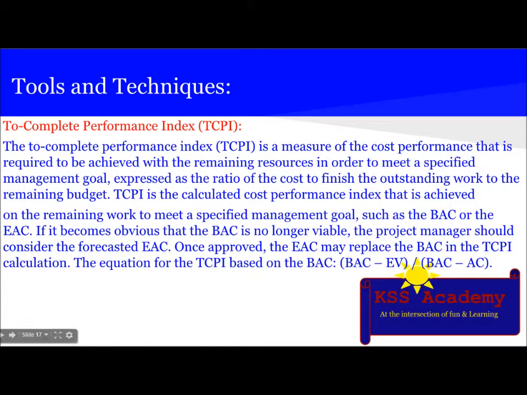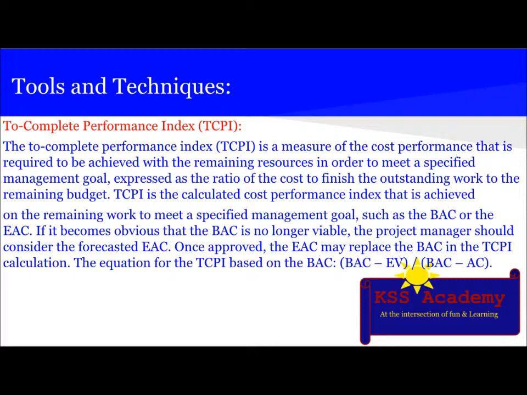The next technique is the to complete performance index, also known as TCPI, a measure of the cost performance that is required to be achieved with the remaining resources in order to meet a specified management goal, expressed as the ratio of the cost to finish the outstanding work to the remaining budget. TCPI is the calculated cost performance index that is achieved on the remaining work to meet a specified management goal, such as BAC or the EAC.